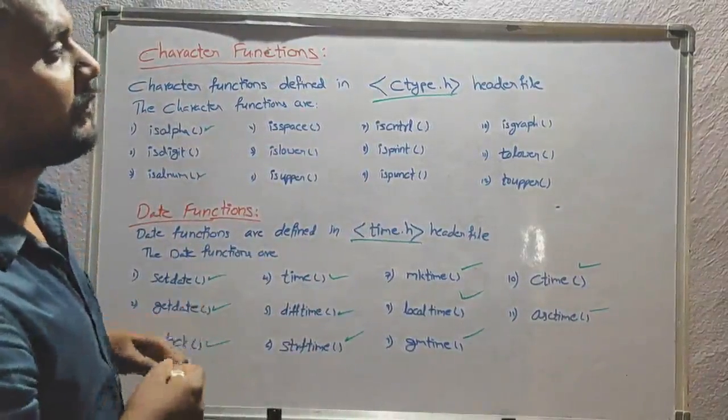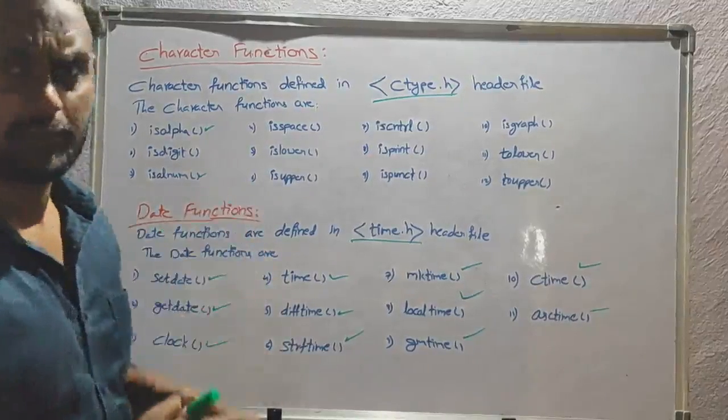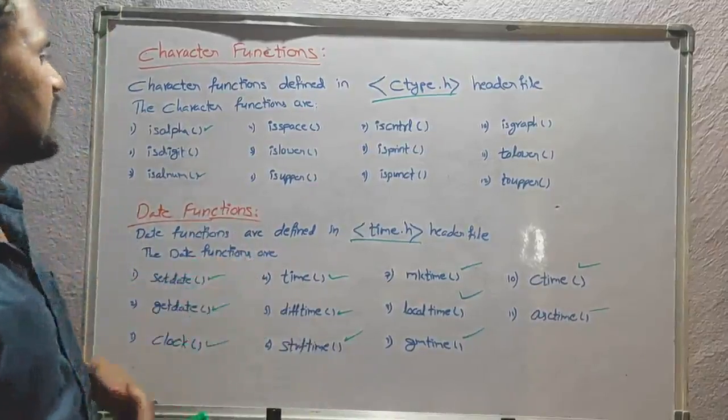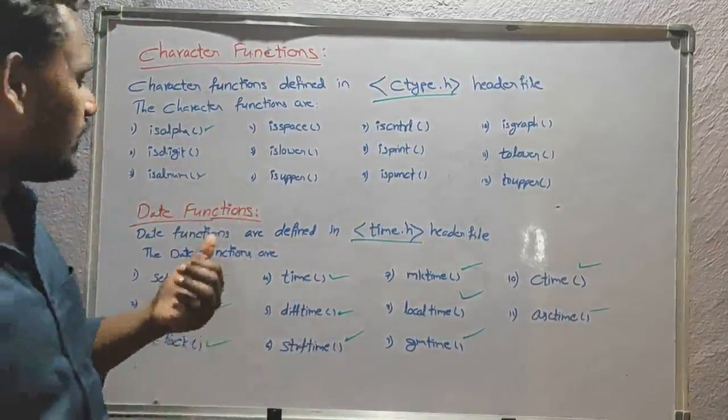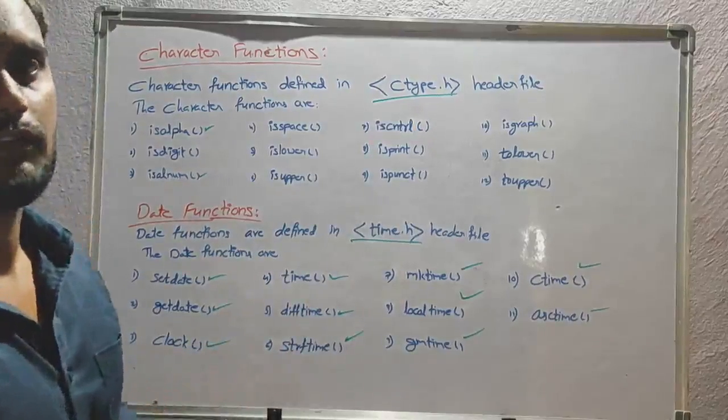The built-in functions of C programming are mathematical functions, string functions, character functions, and date functions. And let's see the next topic, user-defined functions.